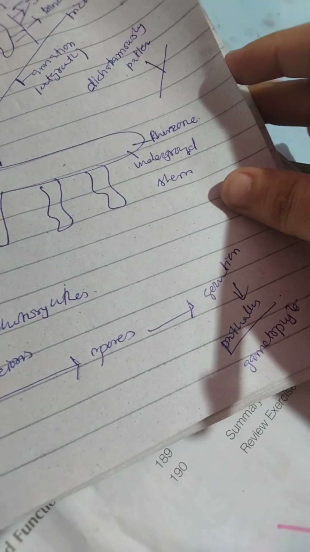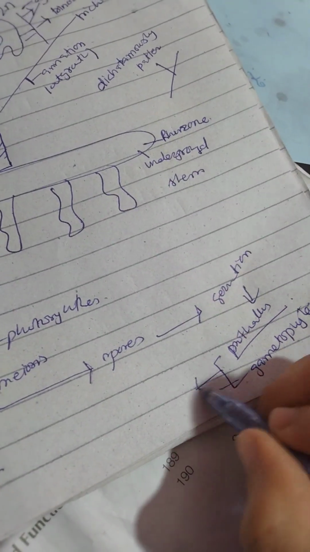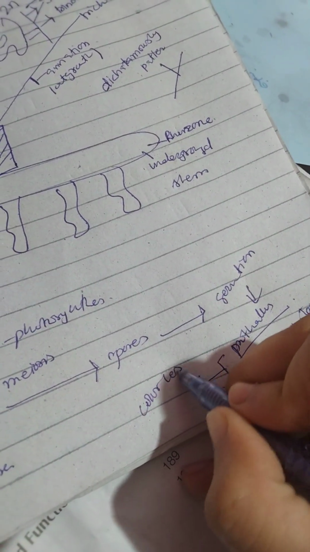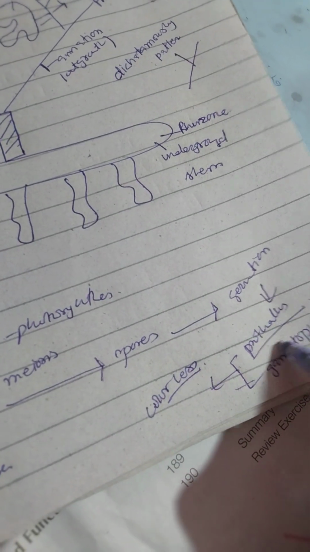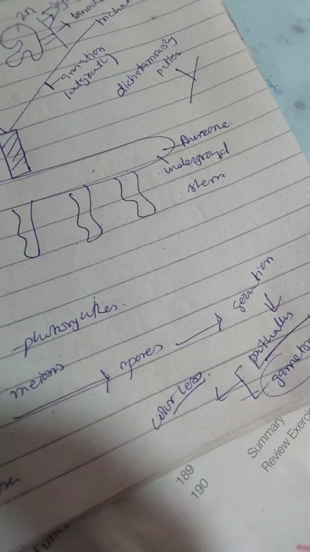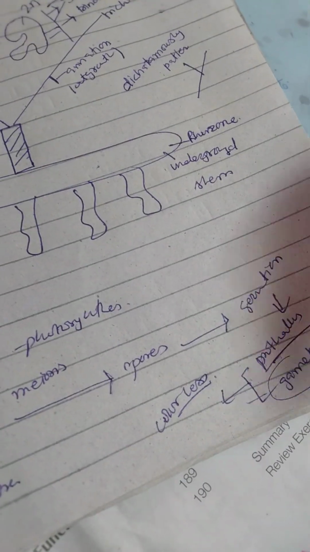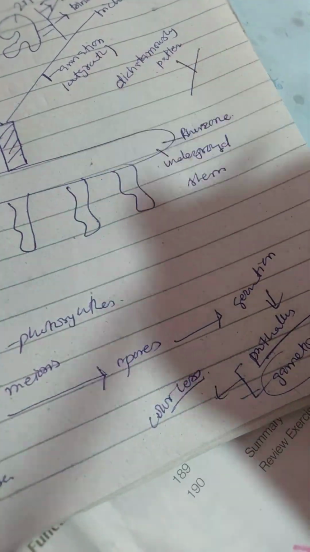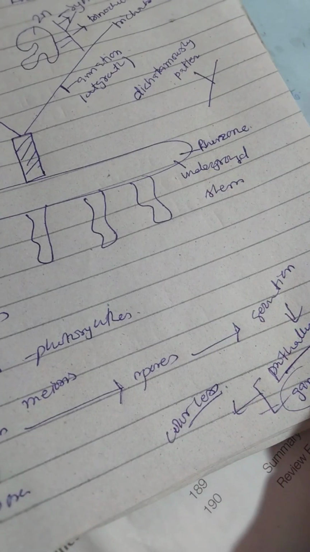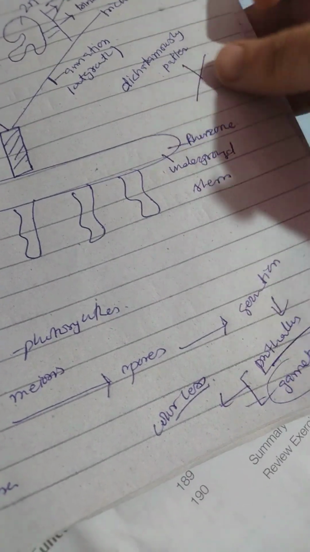Basically, this gametophyte is colorless. They both are the same thing. It means that photosynthesis will not take place in this gametophyte. As I said, the sporophyte generation is dominant. What does that mean? That the main role of photosynthesis will take place in the sporophyte, right? And after that, the gametes will be produced.